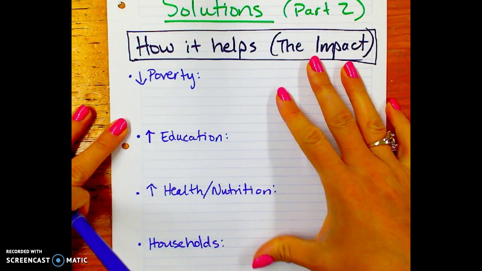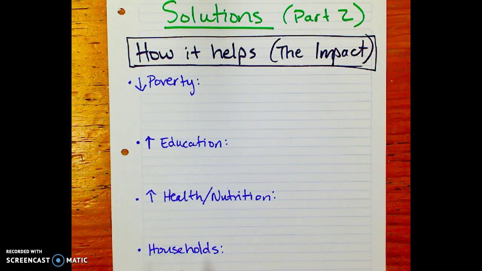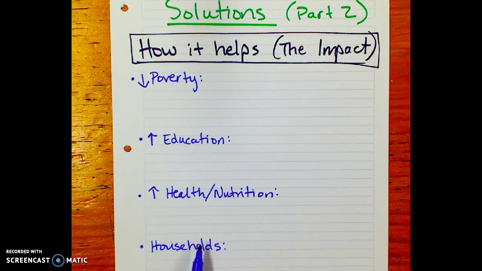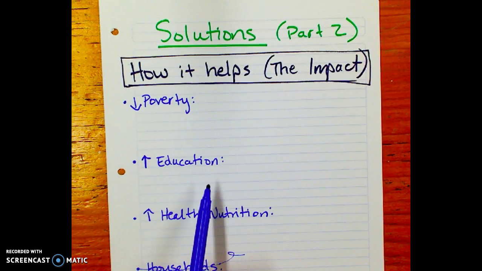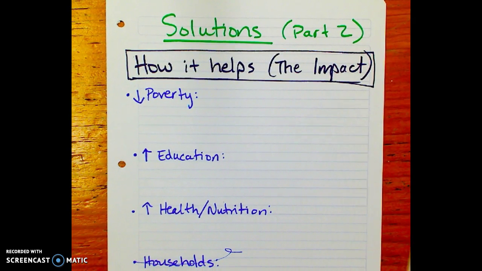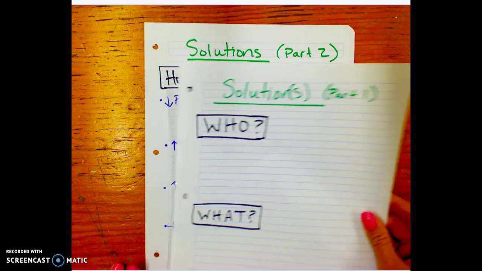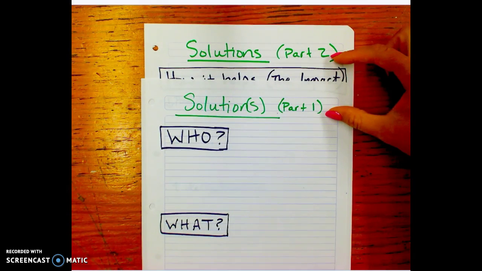Now this is only one paragraph, so I'm going to have to think about maybe if there's not a lot of information on households or it's not very good information, I might actually just delete this and focus on poverty, education, and health, because that's a lot of information for a paragraph. So again, just a reminder, you've got to choose how to do this. You're deciding how to structure your essay, and you need 2 pages of notes for solutions.